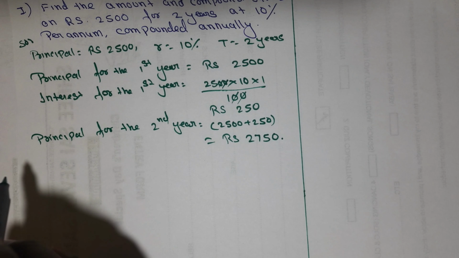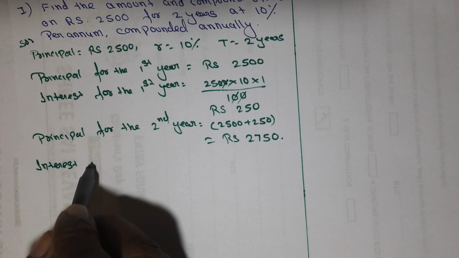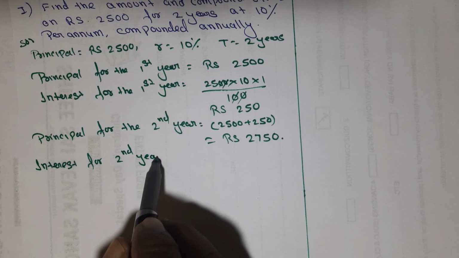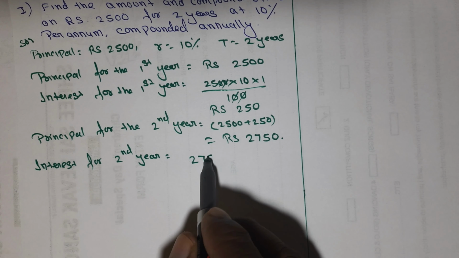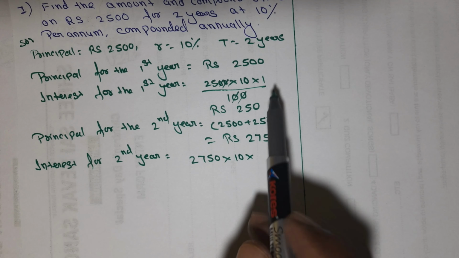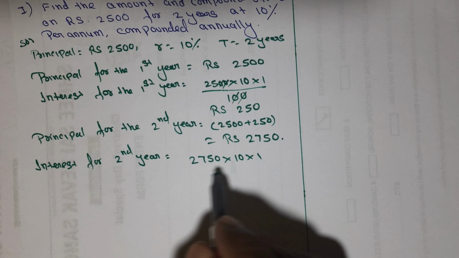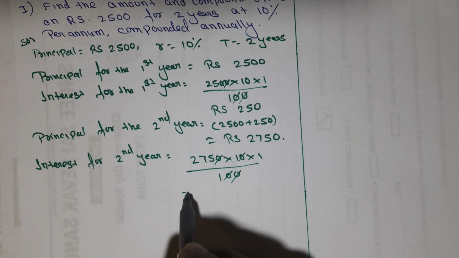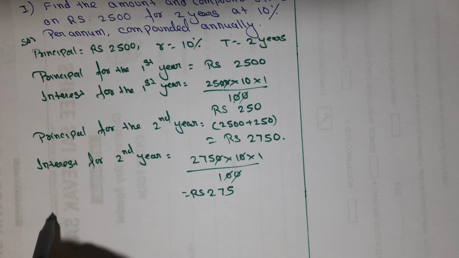Now what is the interest for the second year? P into R into T by 100. But here P we got 2750. R is again the same, 10%. But out of these 2 years, 1 year we have already done. So the remaining time is 1 year now. So we will write 1 by 100. This 0 cancels, this 0 cancels. So what is left? 275 rupees is left.